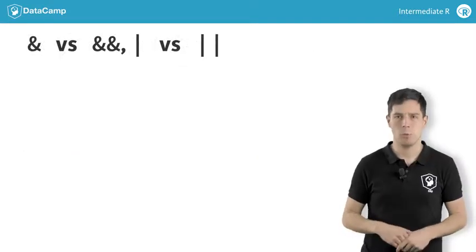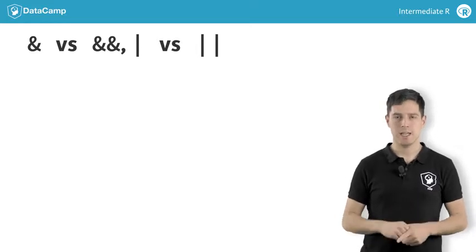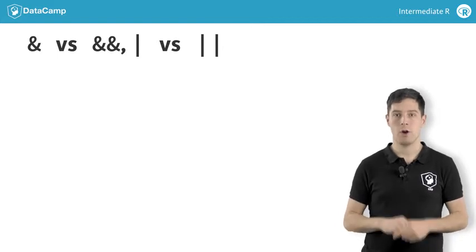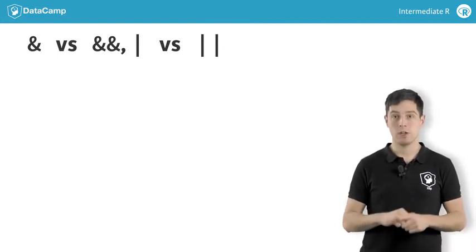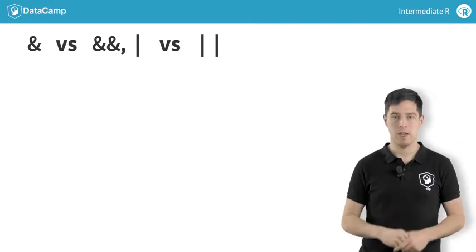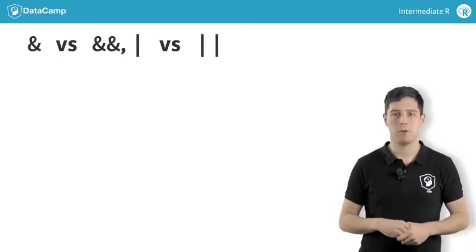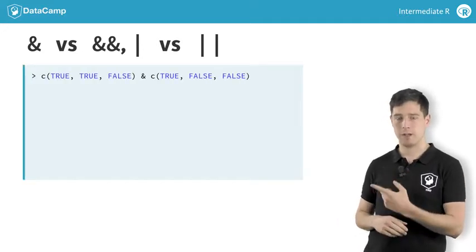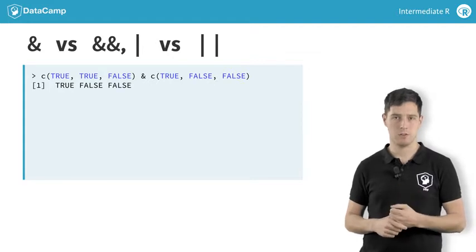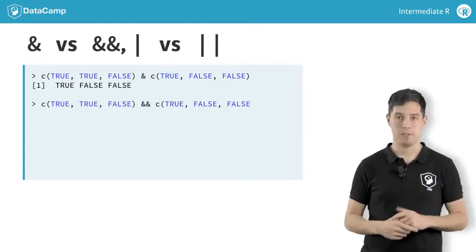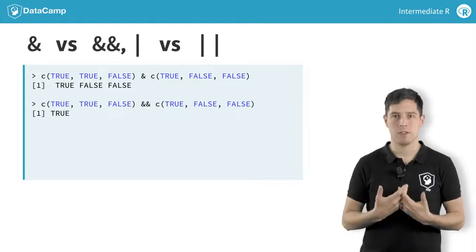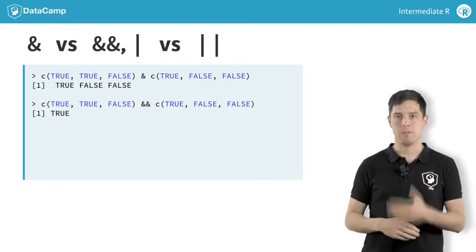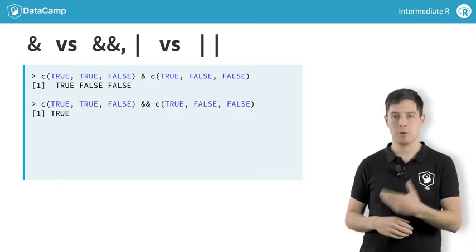Now, there's one last thing I want to warn you about. It's about the difference between a single and a double ampersand or vertical bar. In R, you can use both the single sign version or the double sign version, but the result of the logical operation you're carrying out can be different. The biggest difference occurs when you use the two types of operations on vectors. As we've seen before, this expression evaluates to a vector containing true, false, and false. However, if we use a double ampersand, we simply get true. That's because the double ampersand operation only examines the first element of each vector. In this case, the first elements are true and true, so the expression returns true.